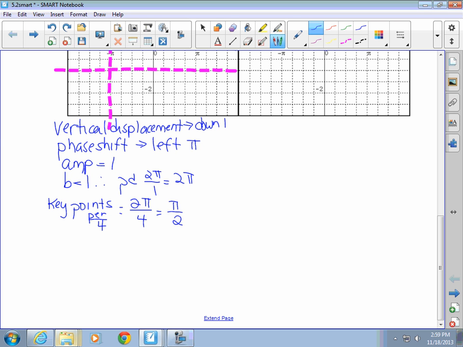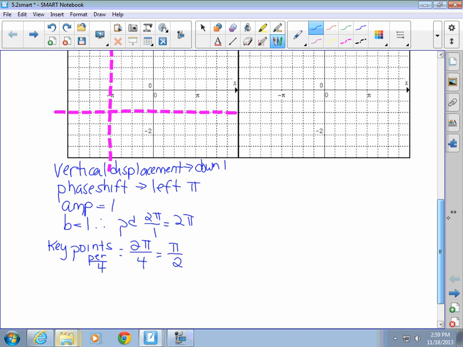Okay, so now I can start drawing my picture. This is a sine graph, so I know I start at 0, and then I go up to 1. Since my amplitude is a 1, it's just going 1, and I have to be finished my up, down, and then back up again by the time I have covered the distance of 2 pi, or a period of 2 pi.